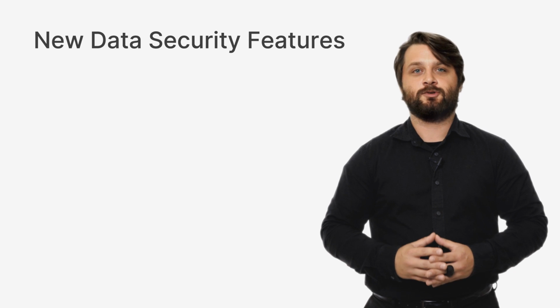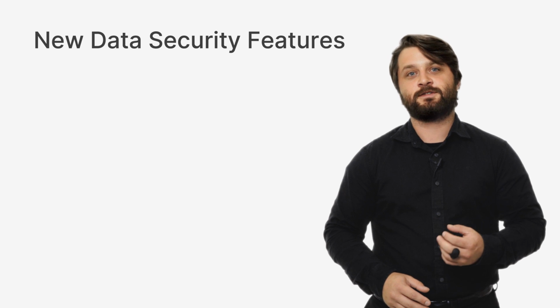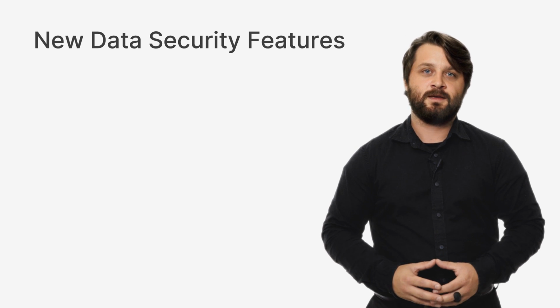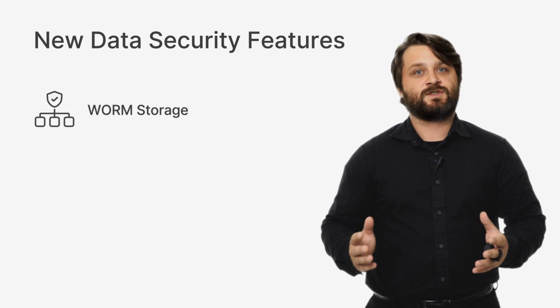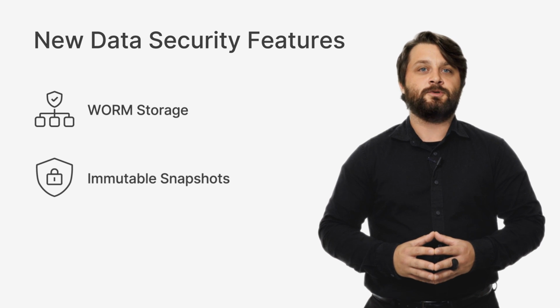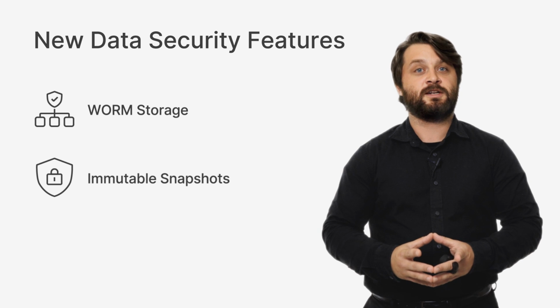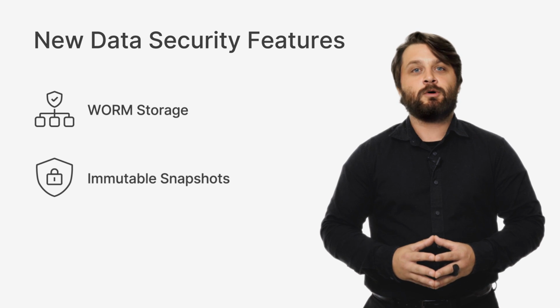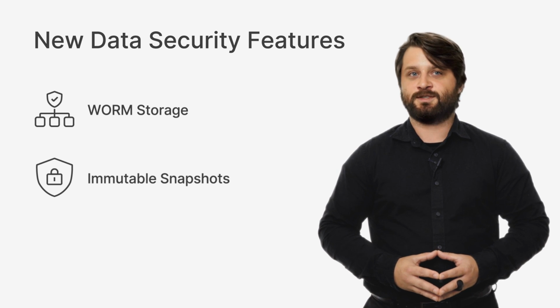Next, you also want to take a look at some of our new data security features that are available in DSM 7.2. There's write once, read many storage, and also immutable snapshots. We just had a webinar on these two new features not too long ago, so go ahead and check that out for more information. We will be briefly touching on immutable snapshots in a moment.